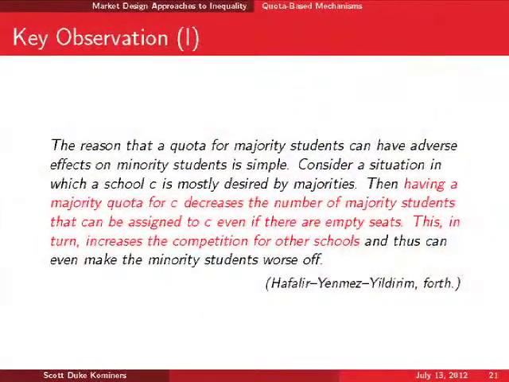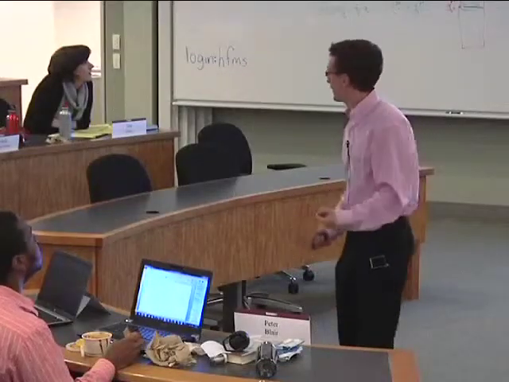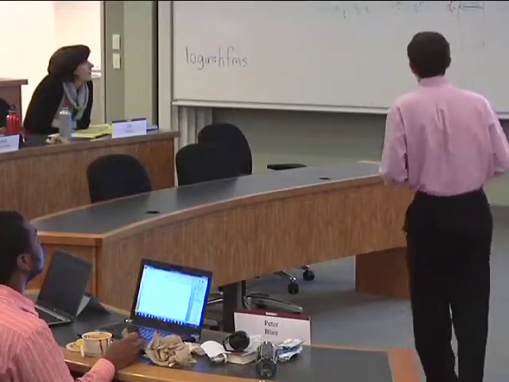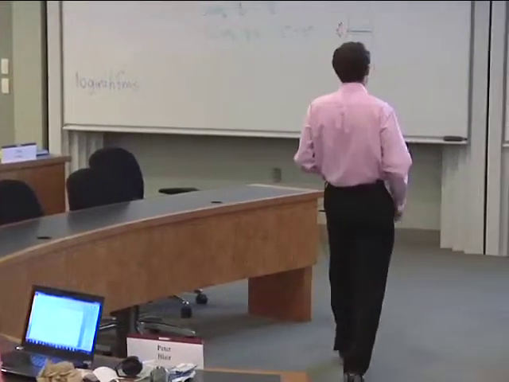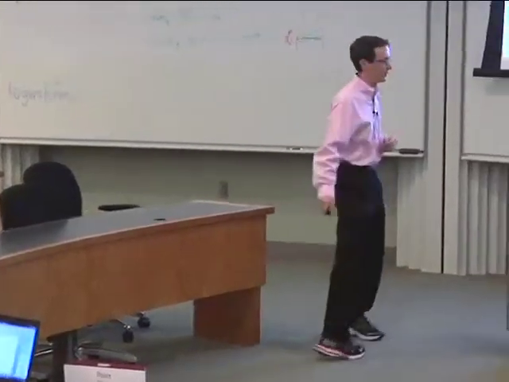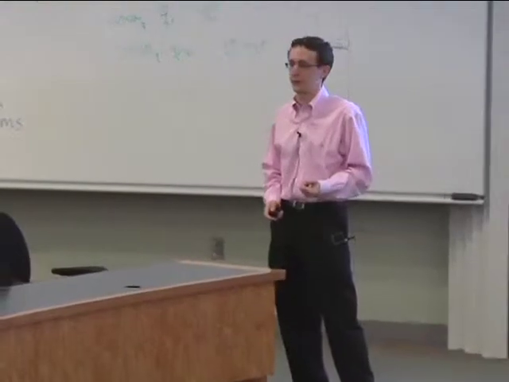Good, okay. So having a majority quota for C decreases the number of majority students that can be assigned to C, even if there are empty seats. So this causes the majorities to go and compete for other schools. This is really weird. It turns out that all of the problem, in a certain sense, is coming out of that. And that's what motivates the theory of affirmative action with minority reserves.